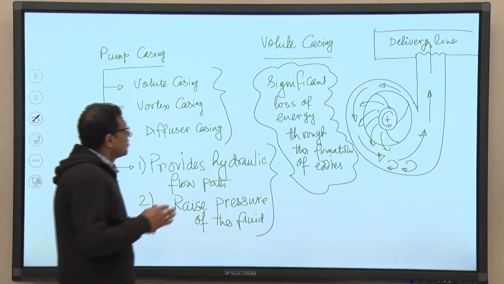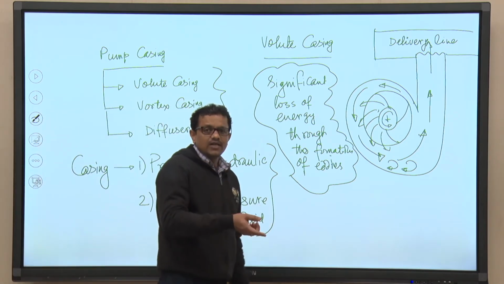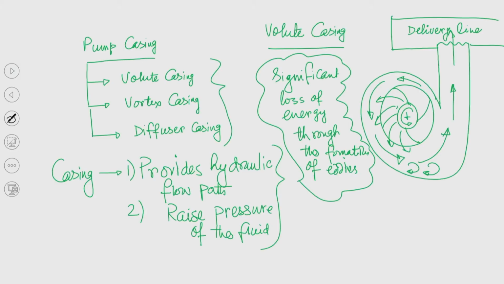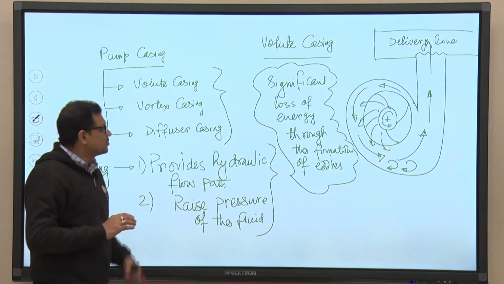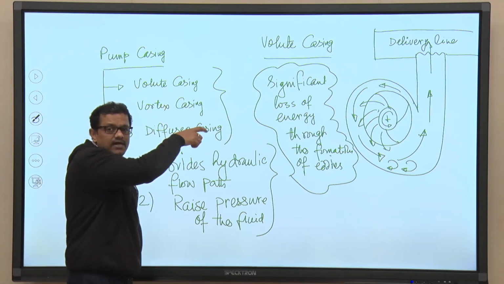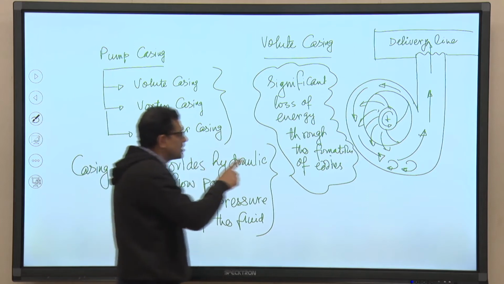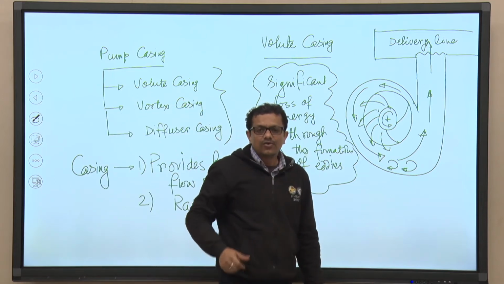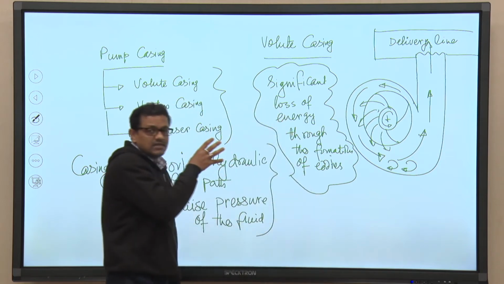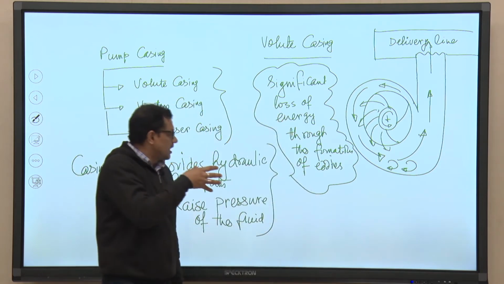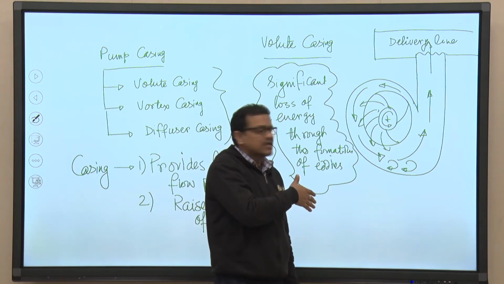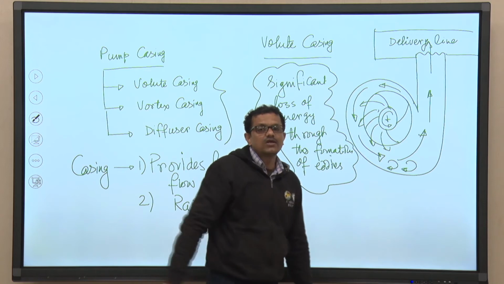So, now the question is, we will definitely go to the next one, that is the vortex casing. But at least we should know that volute casing is the first casing, then probably identifying the problem associated with this type of casing, we should go for a different design. But in volute casing, eddies are formed, that is there, but it is not the case that volute casings are not used.